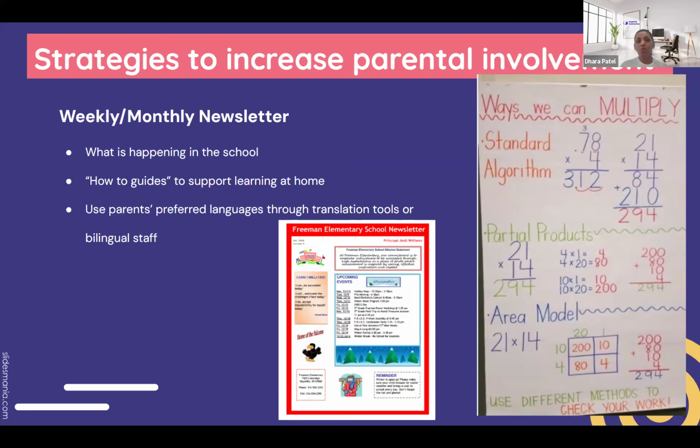All right. So again, the whole idea is the communication is consistent, so that what the student is learning at school is being reinforced at home. Hence, the parent wants to be more involved because they know how to help their child at home.